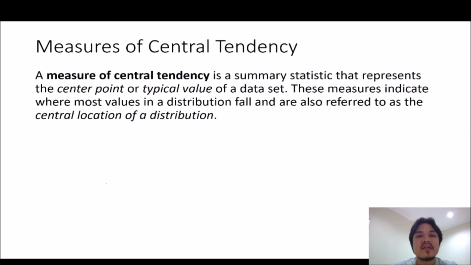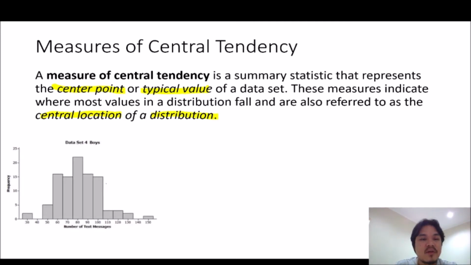So the measures of central tendency help us to find the center point or the typical value of a data set. It is also referred to as the central location of a distribution. Okay, suppose we are given this distribution. If you look at the given distribution, most of the scores fall in this area. So we can infer that the center point lies between 70 and 90. But we want to find the accurate center point of the given distribution.